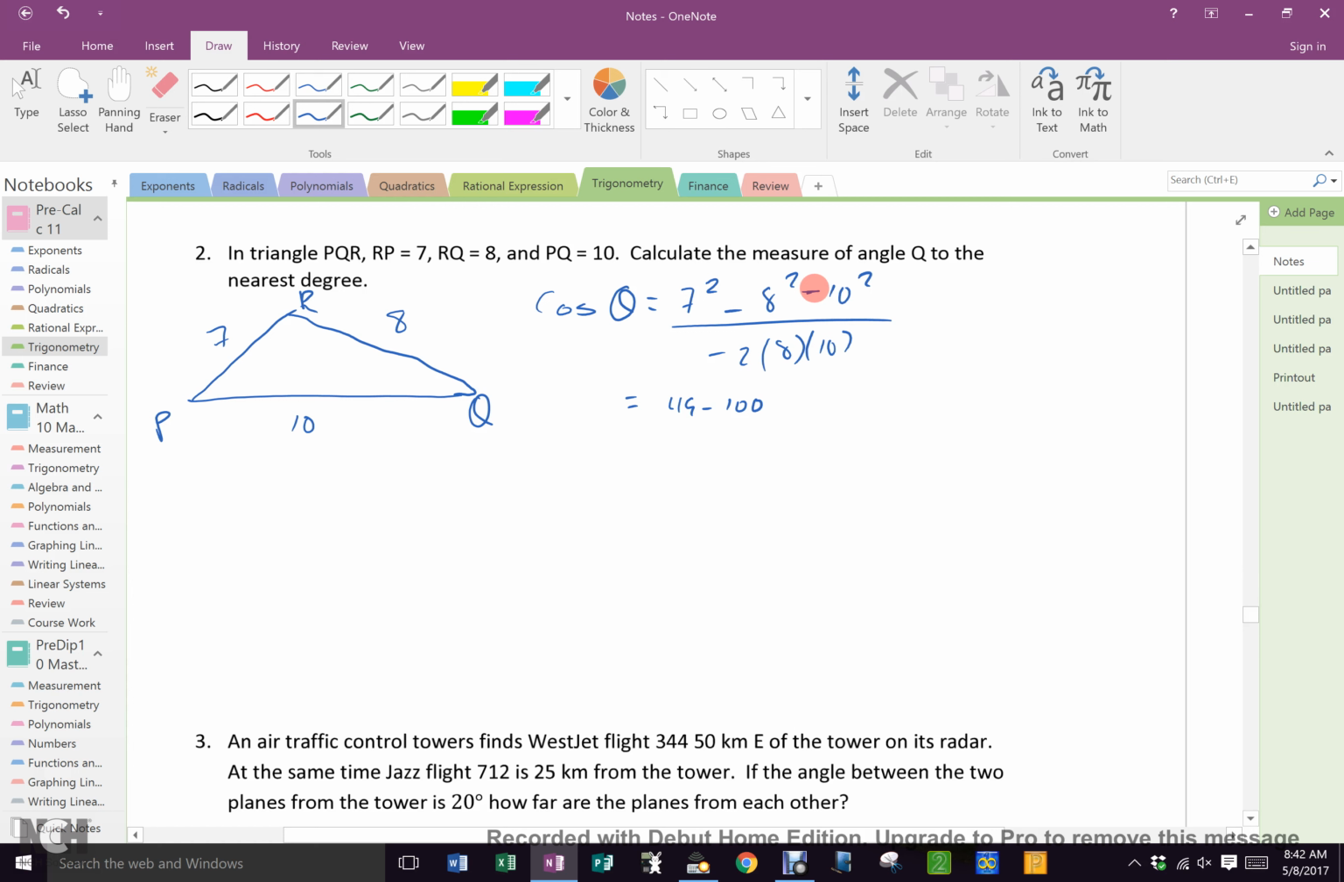49 minus, not 100, I did 64, over negative 160, yes? Now just to show you, you're not going to do all these steps, of course, are you? I'm just showing you. That's going to be a negative 115 over negative 160. Two negatives make a positive. Punch that in, and what do I get for a cos?